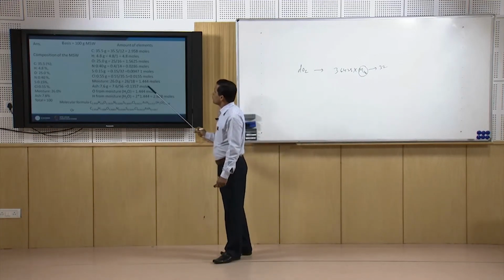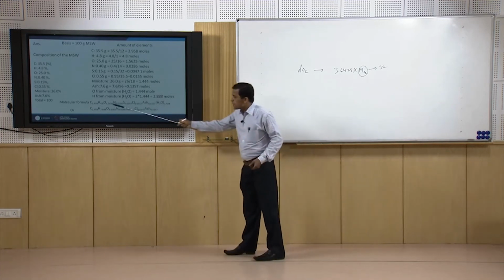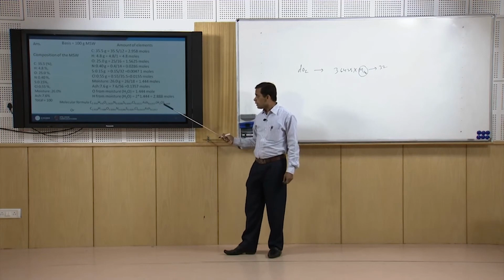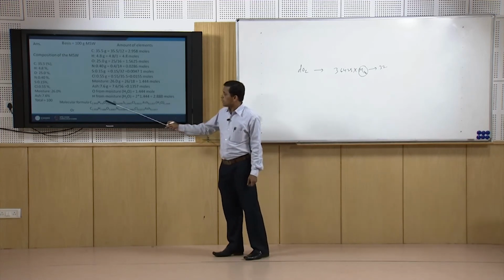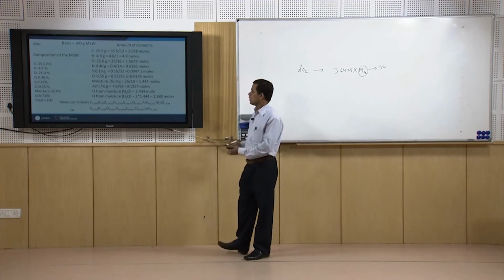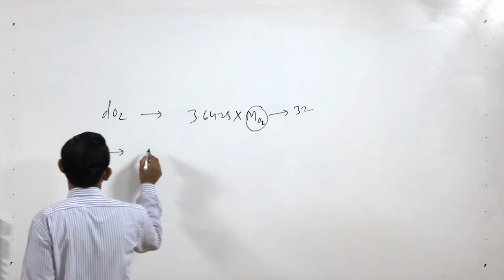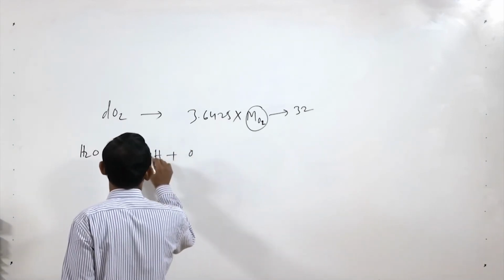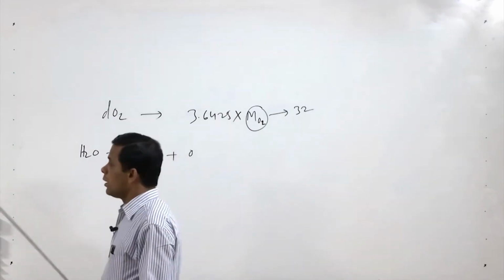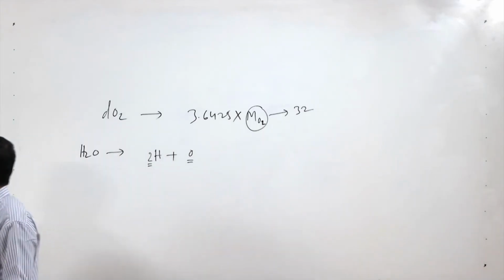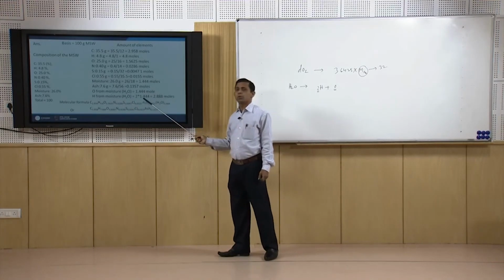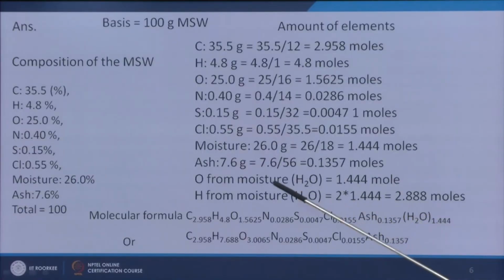Now, the moisture, that is 1.44 moles which is present in it, can also be presented when H and O present in the moisture are considered here. So, H2O is 2H plus O. How many moles of H2O will be available here? The same number of moles of oxygen and twice that number of moles for hydrogen. So, hydrogen from moisture is equal to 2 into 1.444, that is 2.888 moles, and oxygen from moisture is equal to 1.444 moles. So, H2O 1.444 can be replaced by these.